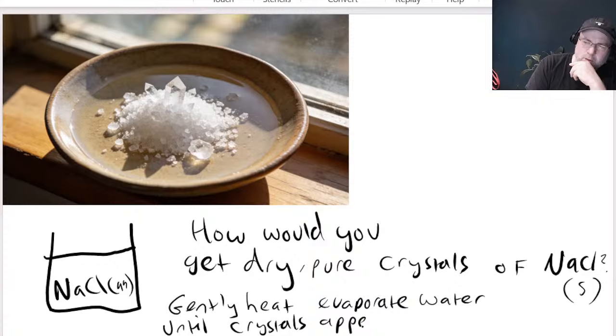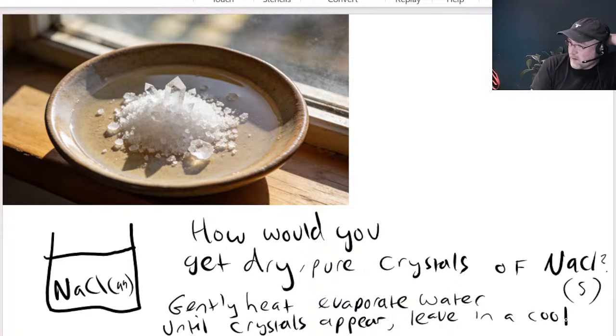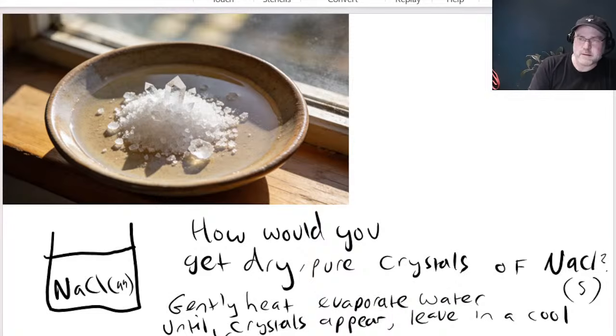And then what we want to say is leave in a cool, dry place. Oh my days, have I run out of room? I probably have, haven't I? Yeah, I have run out of room. Leave in a cool, dry place for crystallization to occur, and then dry with a paper towel, and that would get you all of the marks.